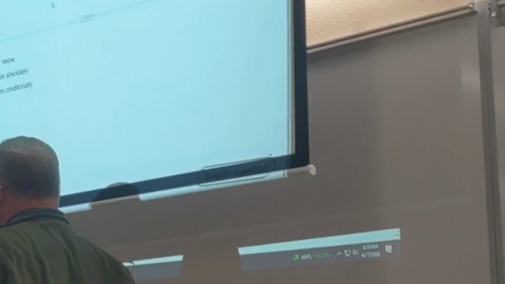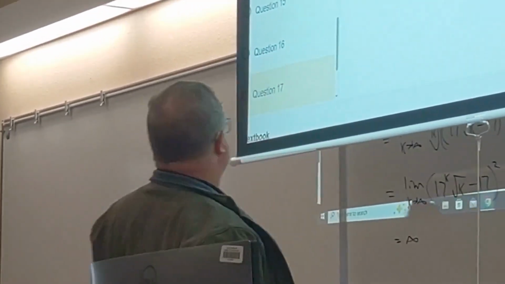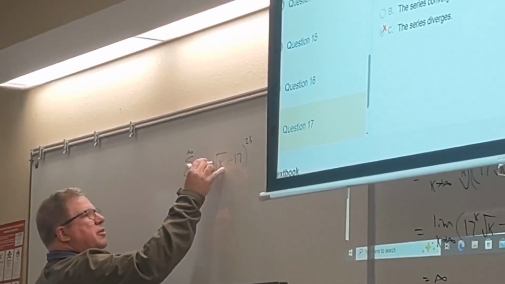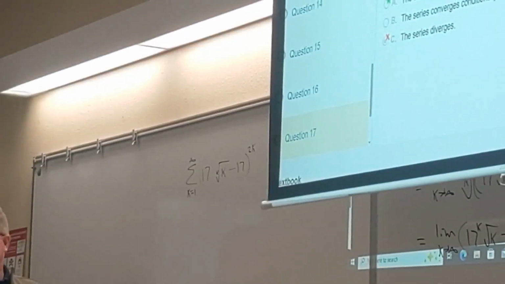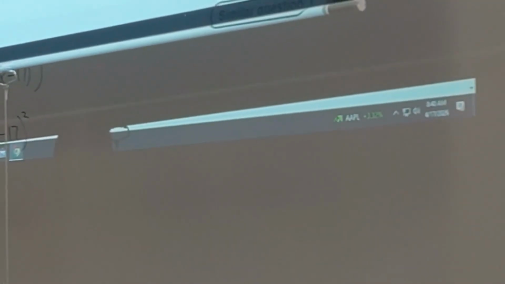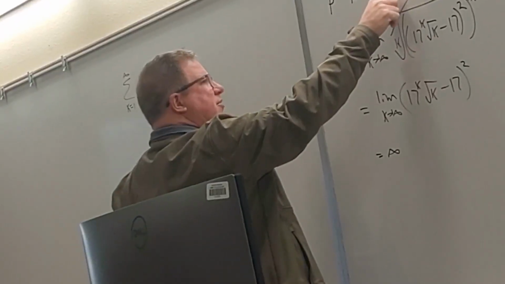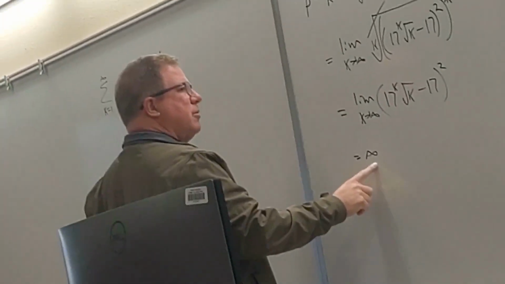I treated it as if it was 17 raised to the k. But let's take this k and put it down here in the index, like that, and let's see what happens. I don't see what I would have done wrong if it was an exponent on the 17. So the first one you guys did, I tried it as if that's an exponent to 17, and I got infinity. Now we're going to try it as if it's an index for that root. Does that make sense?